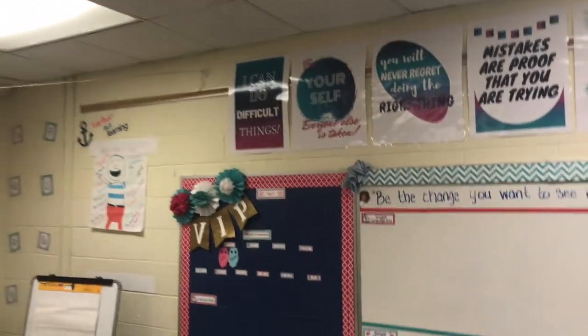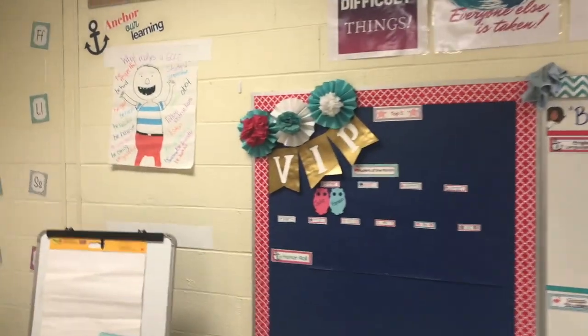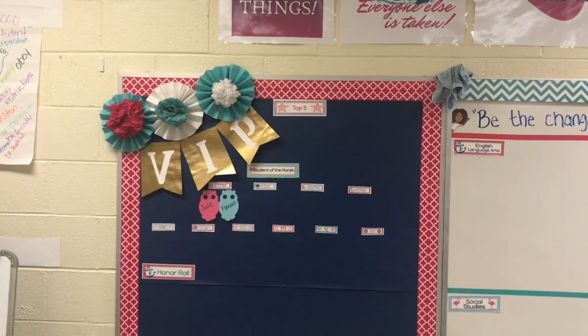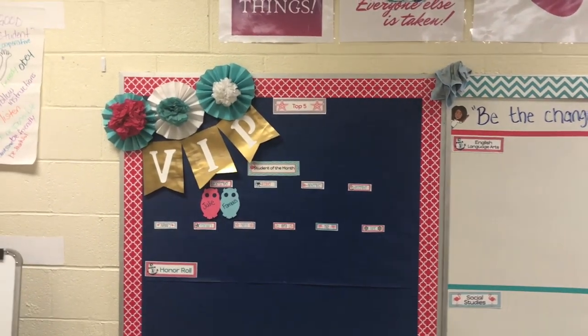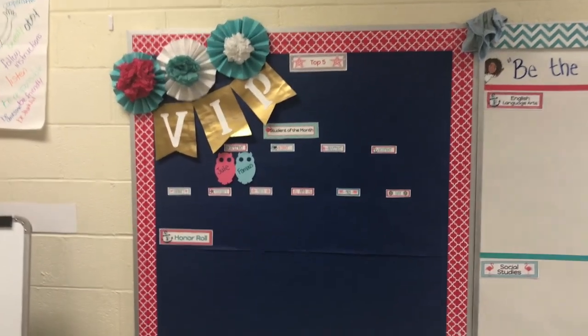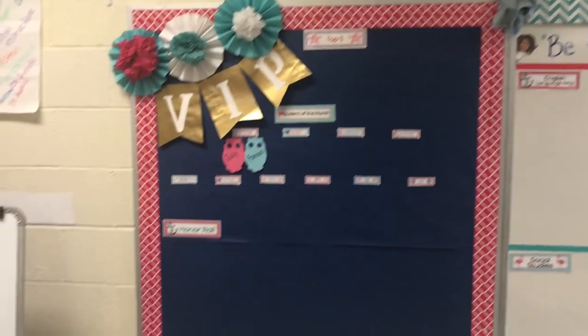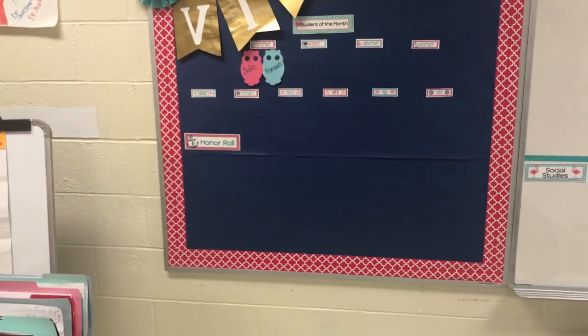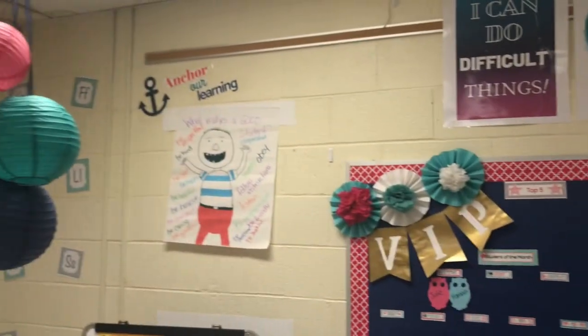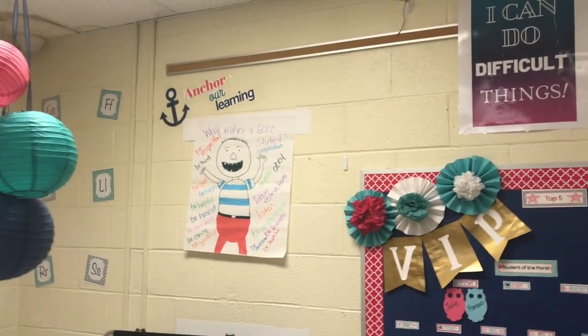So here on this bulletin board you have our VIP board. So we have our top 5 students, and that will be the top 5 readers based on our MAP test. I just haven't put their names up yet, but I do know who they are. Then we have the student of the month, and then we will have honor roll for first, second, and third quarter beneath there. Here is where I'm going to put my anchor charts once I get them done.